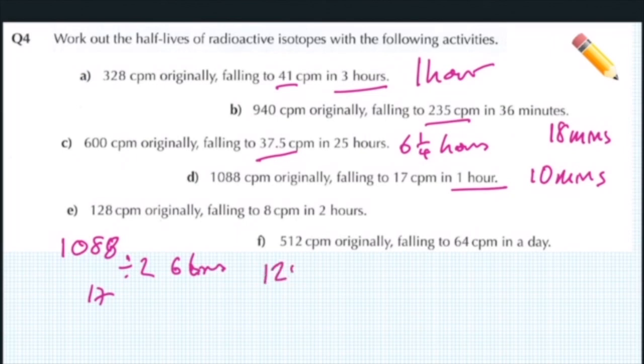Part E, we're going to have 128, and that's going to fall to 8. Now 128, I happen to know, is a factor of 2. So this is quite an easy one if you're happy with factors of 2. 128 half, that's 64, 32, 16. What are we going down to? 8. Okay, so that's 8. So it's 1, 2, 3, 4. So 4 half-lives in 2 hours, each one's going to be 30 minutes.